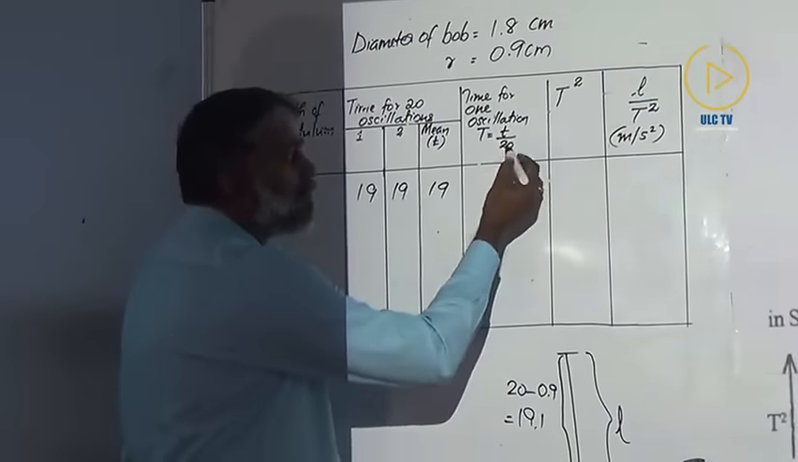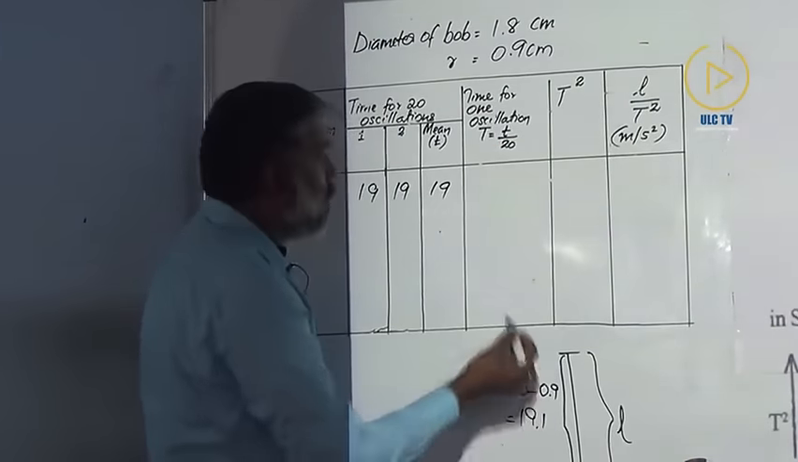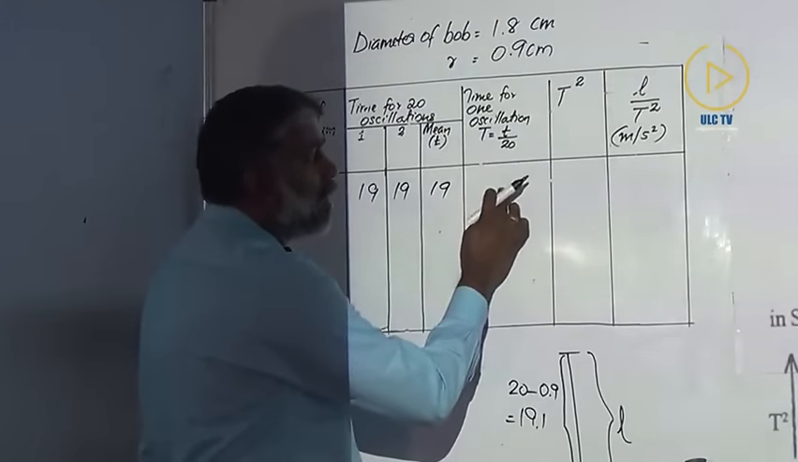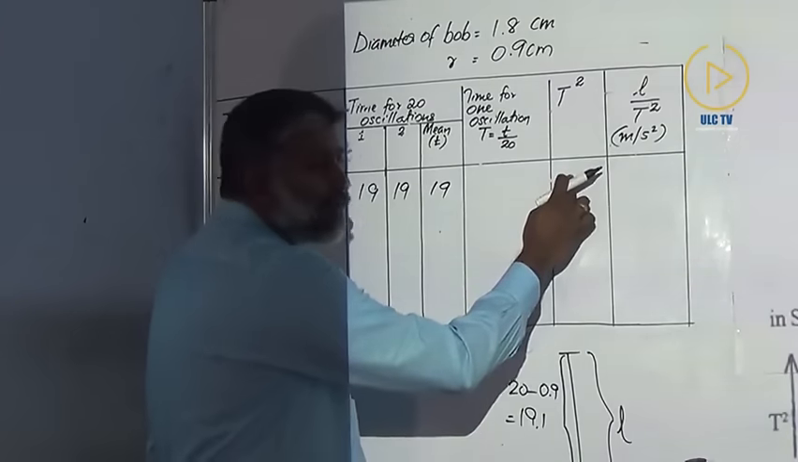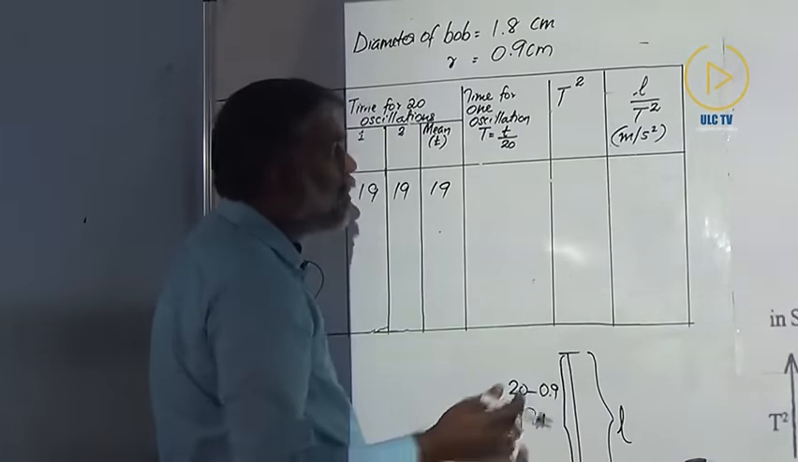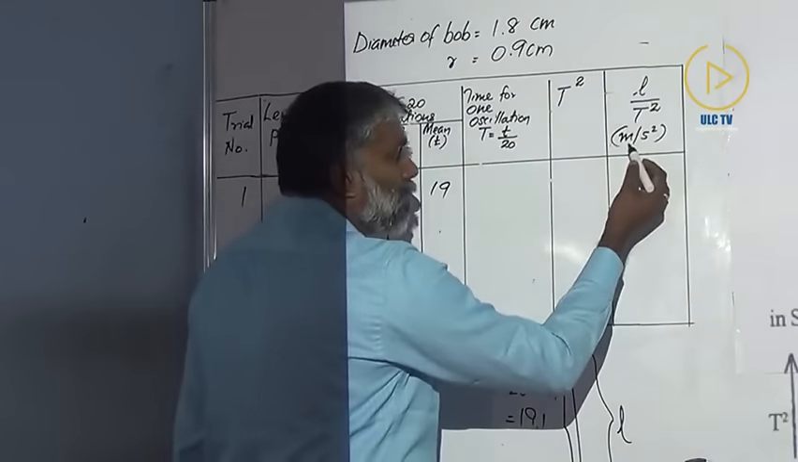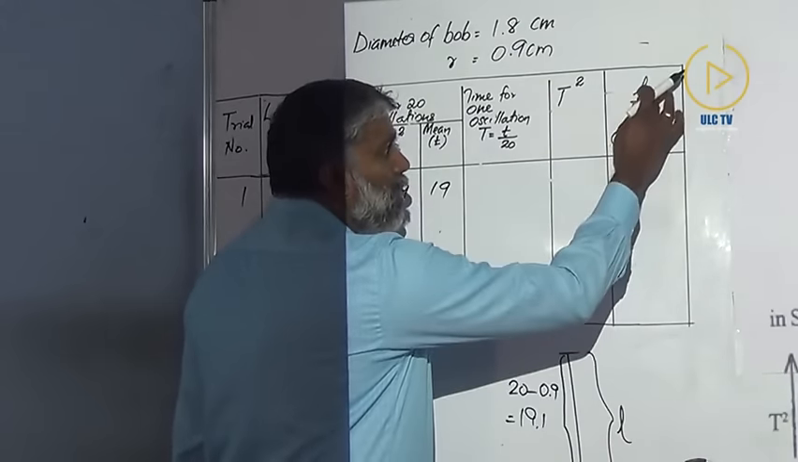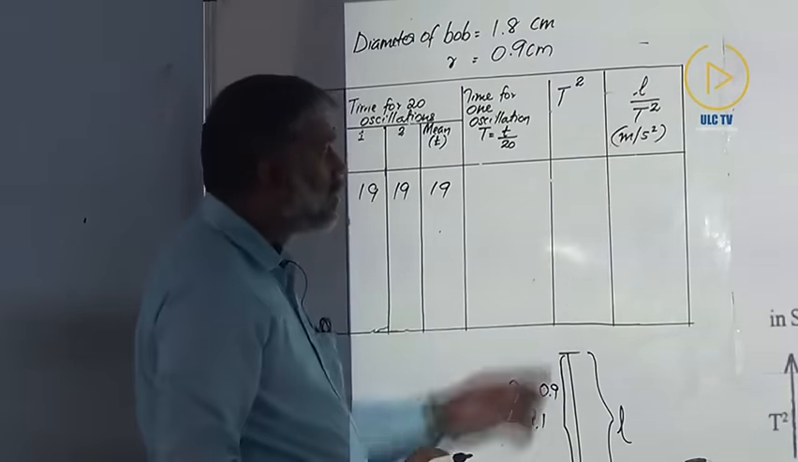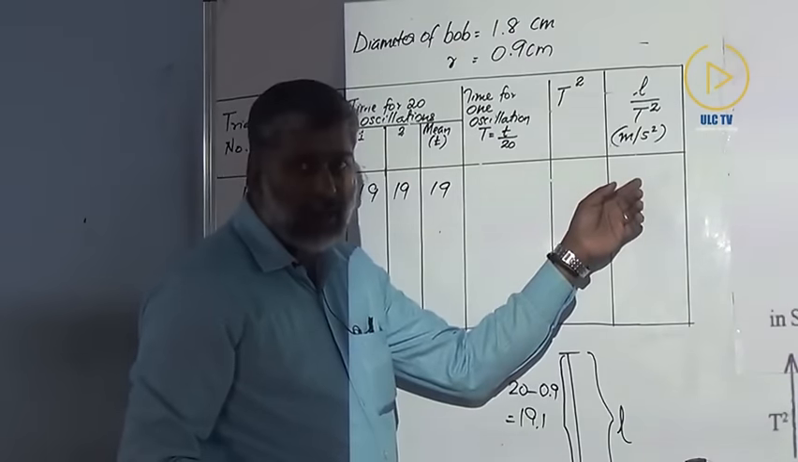Then I calculate the time for one oscillation. It is t by 20. I calculate, so it is the value of t. Then I take the value of t square. Then I take the value of L by t square. But this must be in meter per second square. L must be converted to meter and t square is in second square. So the answer will be in meter per second square.